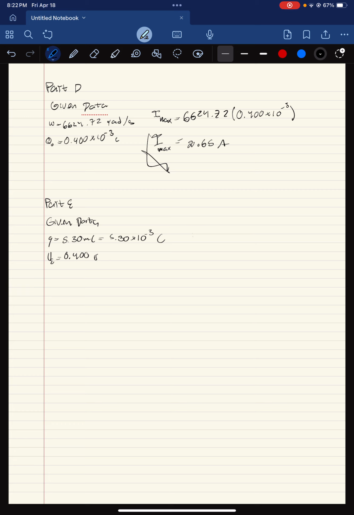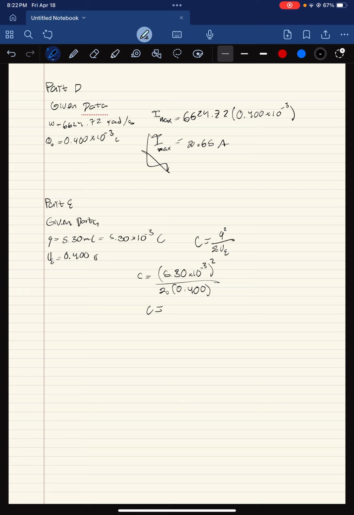To find the capacitance, we're going to use this equation: Q squared over 2 times U. Alright, perfect. So I'm going to use 5.30 times 10 to the negative 3, squared, over 2 times 0.400. And let's get that to the calculator.